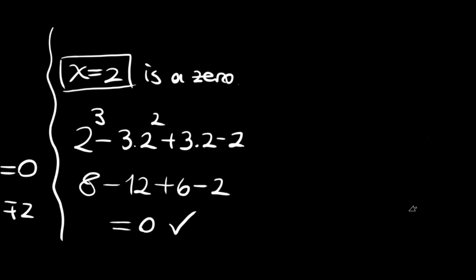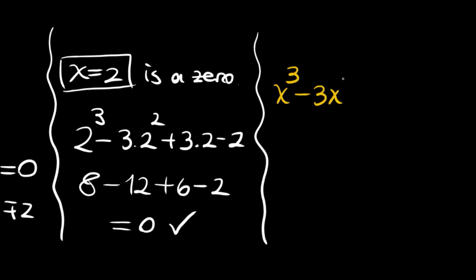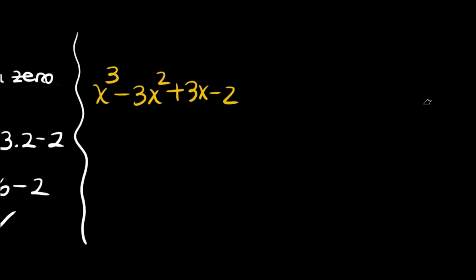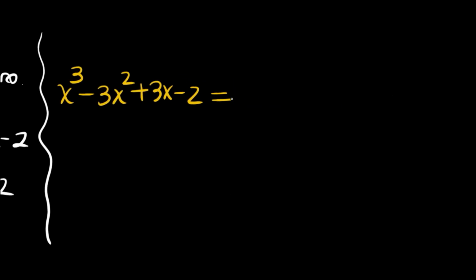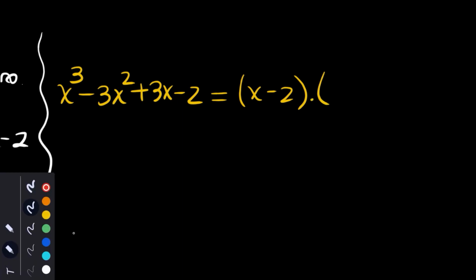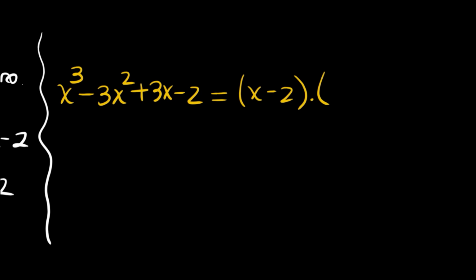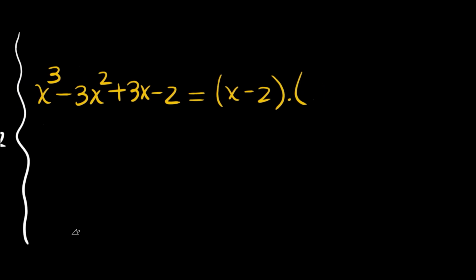Now, having found one of our zeros, we will use synthetic division, or a method I can show you here, a practical one. We have our cubic x cubed minus 3x squared plus 3x minus 2, and this is equal to x minus 2 times some quadratic expression. Now, let's try to find this. Since we have 2 as one of our roots, we have the factor x minus 2.